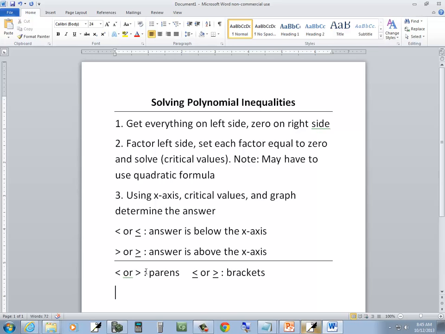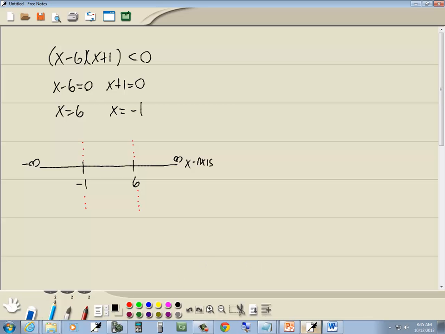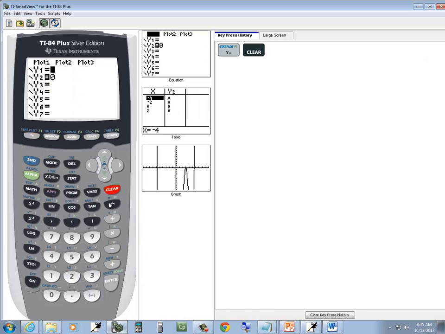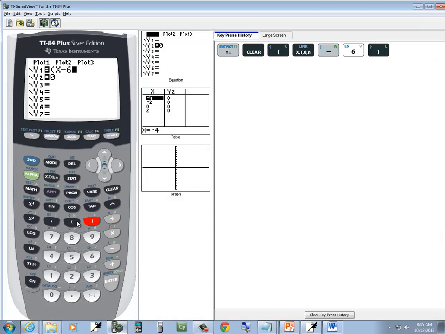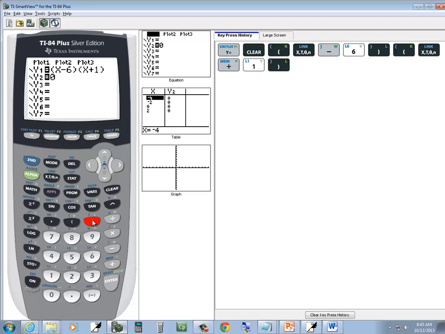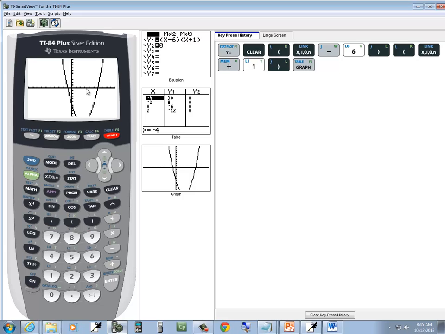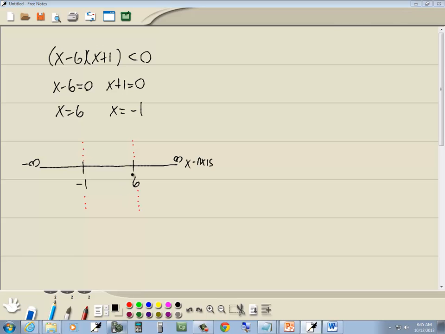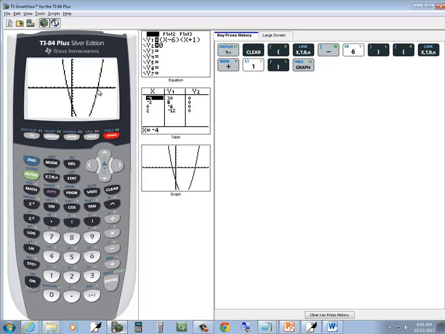Now we want to use our graph, it says. So let's go ahead and graph this. Go to y equals, clear, and I got beginning parentheses x minus 6, closing parentheses, beginning parentheses x plus 1. And I'll put a closing parentheses, even though you don't need a closing parentheses at the very end. Now press graph. Now notice where it crosses the x-axis. Negative 1, and my eyes aren't very good, so I can't see that, but it'd be this, 6. So negative 1 and 6 is where it crosses the x-axis.